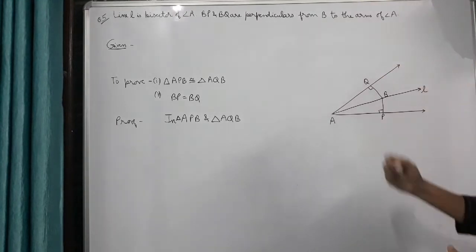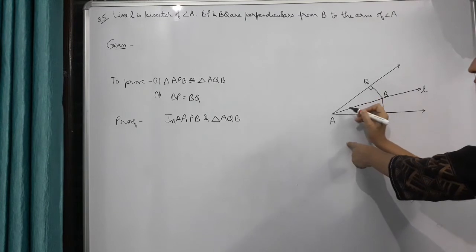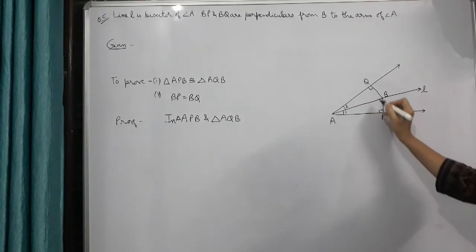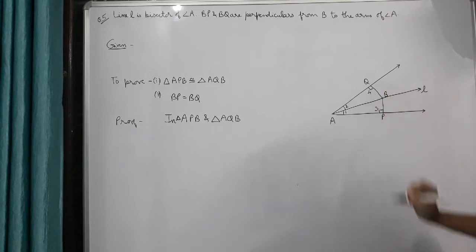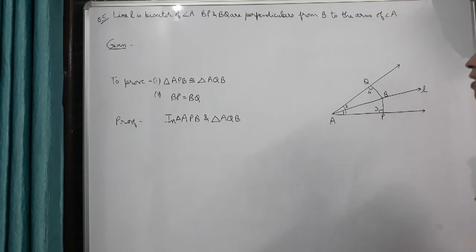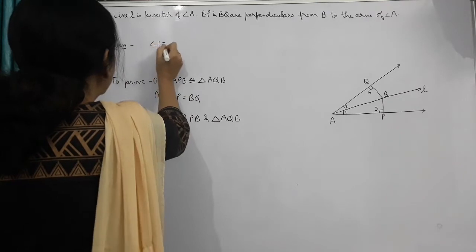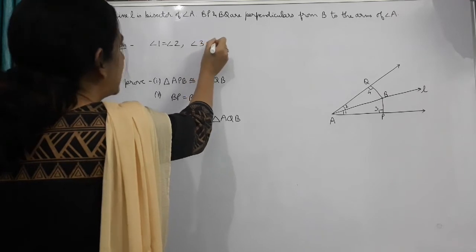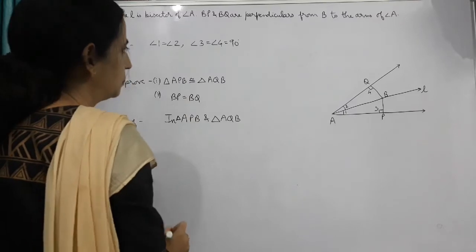Now over here, since L is bisecting this angle A, definitely we can say that angle 1 is equal to angle 2, and these angles are given to be of measure 90 degrees. So angle 3 is equal to angle 4. Let us write down given over here. So it is given to us that angle 1 is equal to angle 2, and it is also given that angle 3 is equal to angle 4, which is of measure 90 degrees.